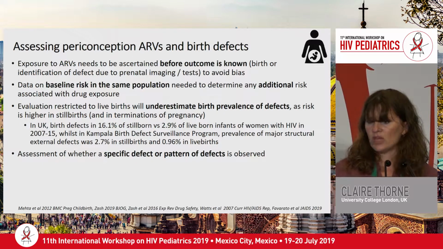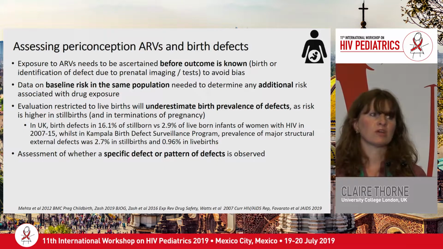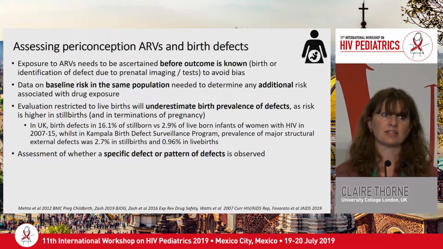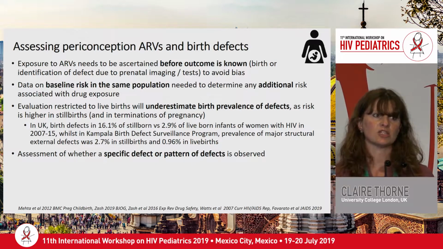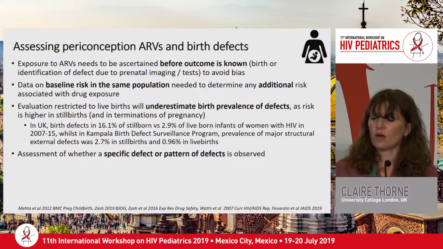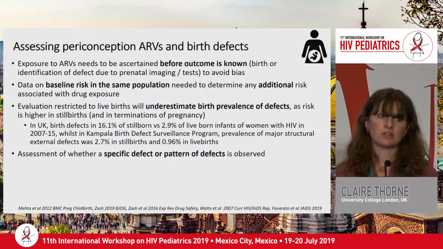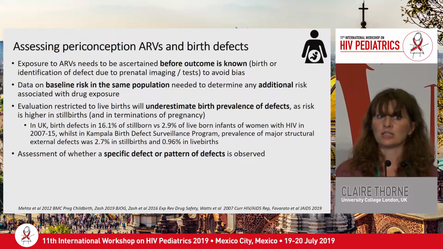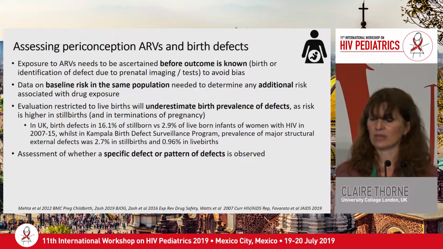So how do we assess periconception ARVs and birth defects? Well, it's important that the exposure to the ARVs is ascertained before the outcome is known. And that doesn't just mean birth, it also means the identification of a defect, for example, through an ultrasound, in order to avoid bias. We need data on the baseline risk in the same population in order to determine the additional risk associated with the drug exposure. But unfortunately, baseline data on birth defects is quite scarce in many LMICs.